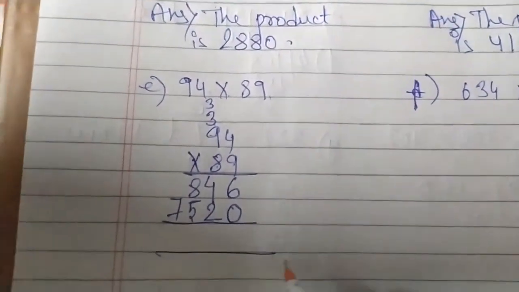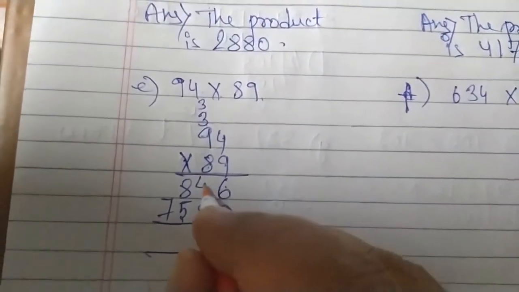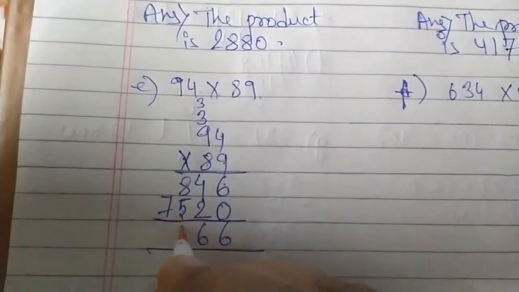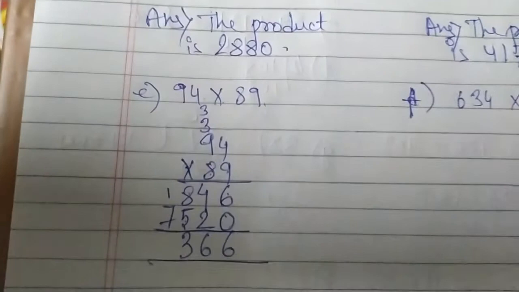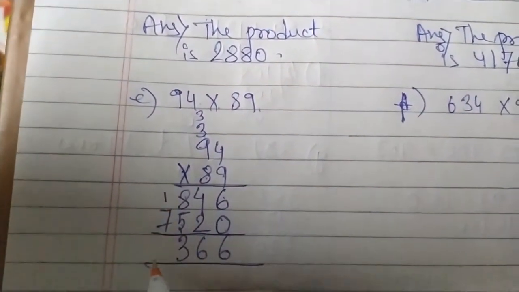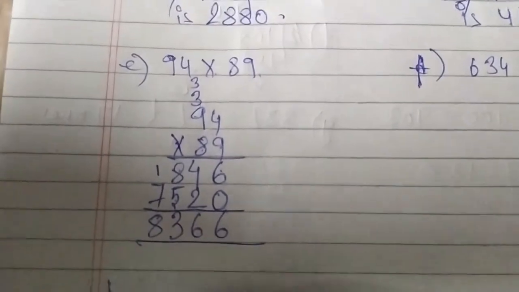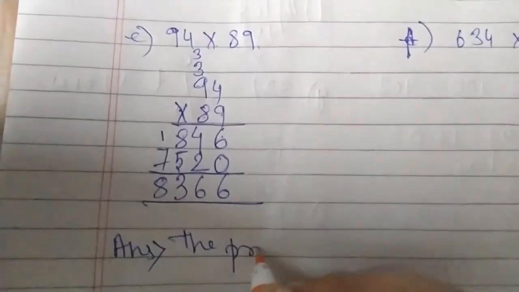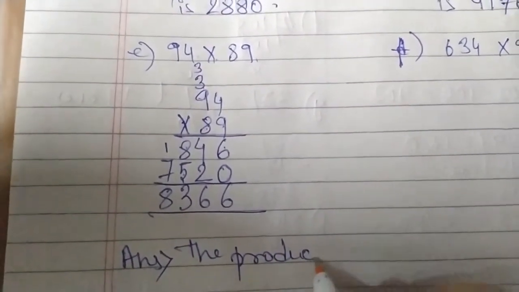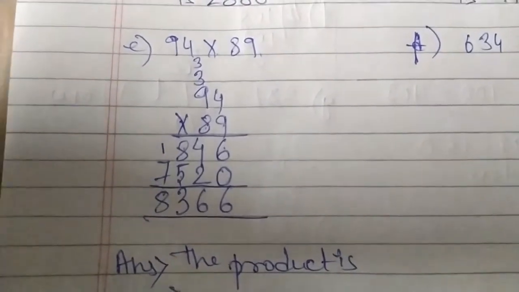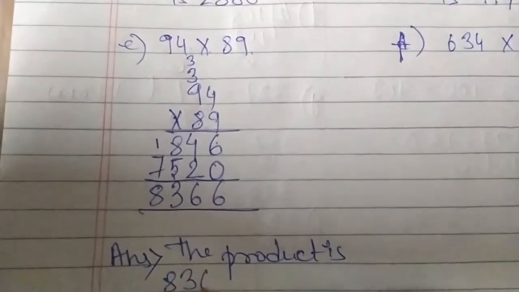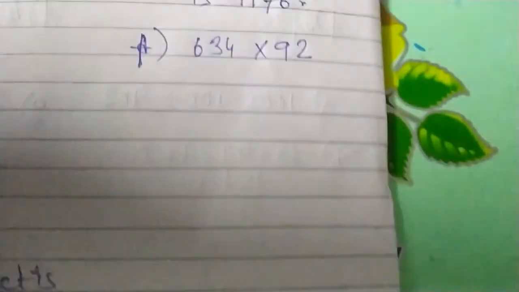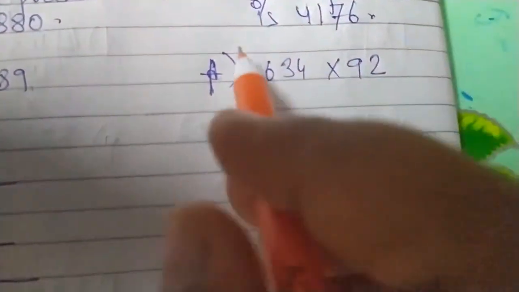Now we will add. 6 plus 0, 6. 4 plus 2, 6. 8 plus 5, 13. That means 3 will be down, 1 will be carried, and finally 7 plus 1 is 8. So, our answer we will write. The product is 8366. Next sum, the last sum of today. Number F.